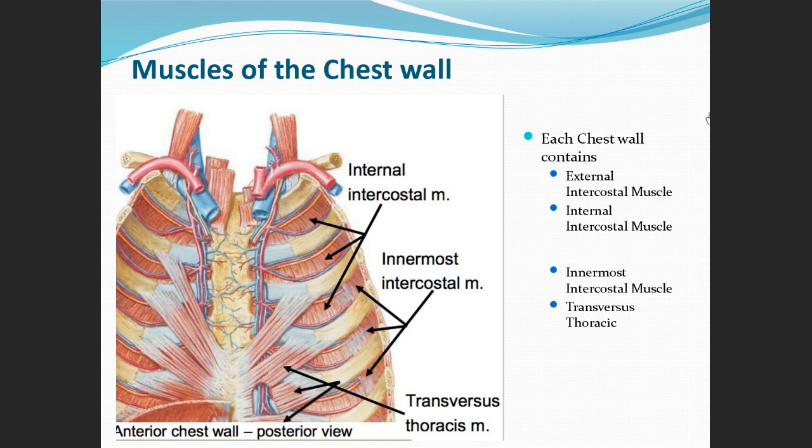Okay, perfect. So the anterior chest wall, that again is your posterior view. When you look at it, you can now see the transversus thoracis muscle. That muscle you could only see from the posterior view. It's not something that you could see on the outer chest wall.